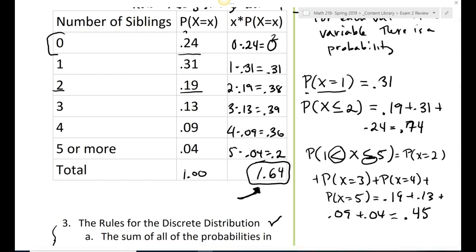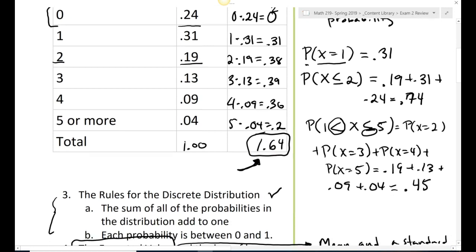And if I were to take many people and ask them how many siblings they have, and then take that average, then what I would get is 1.64. That's my expected value.